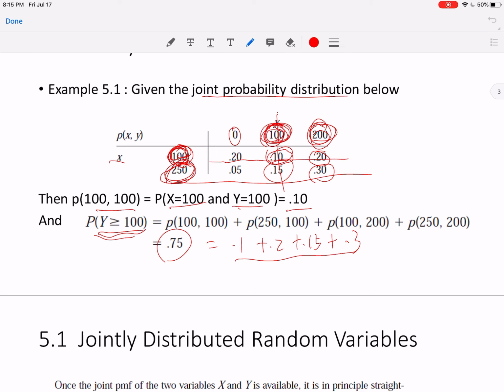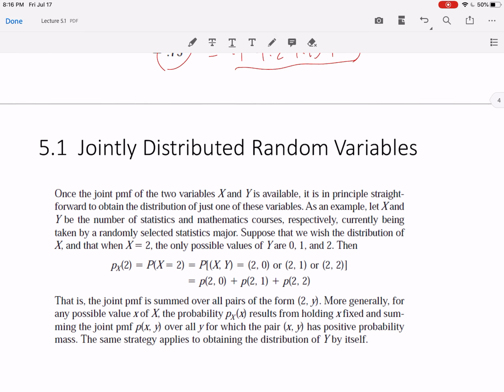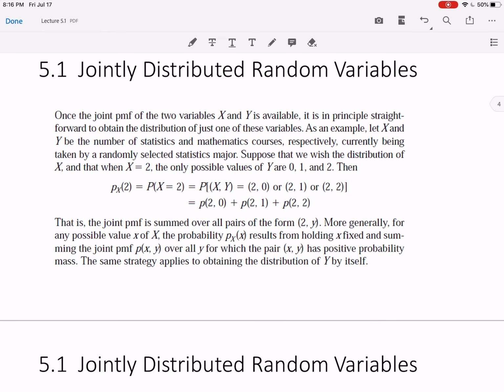So once again, if you are looking for the probability y is greater than or equal to a number, you don't have to worry about the exact value of x. X could be any number it could be. We just need to guarantee y is greater than or equal to 100 in this case. All right, I hope this is clear to you. Once it is, let's take a look at what it's talking about here.